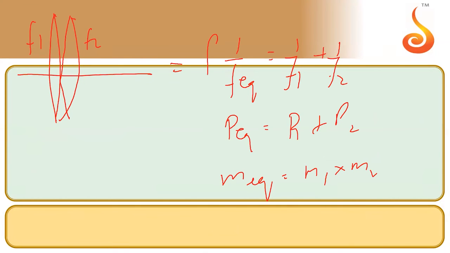Yes, all these formulas come with their own riders. This will work only when there is no air gap and few lenses are there. You cannot make use of it for 20 lenses. If some book does that, it is a wrong book. Power can also be done only for few lenses. Magnification will work for any number of lenses. 20 lenses, 30 lenses, any number of lenses, that formula will work.